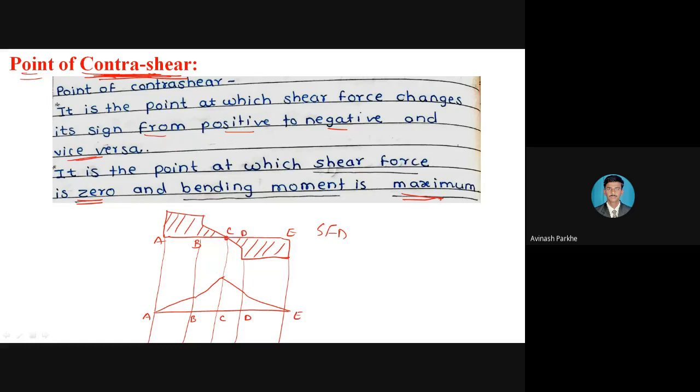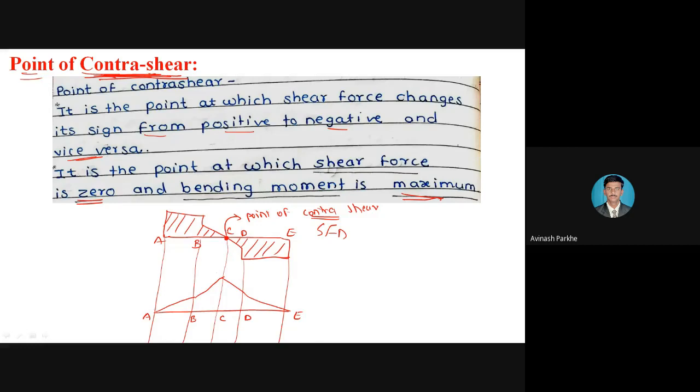So at point C, we have to focus on the C point. This point C, I can call it as a point of contra shear. Why? Because here the definition will be satisfied. It is the point at which your shear force changes sign from positive to negative.